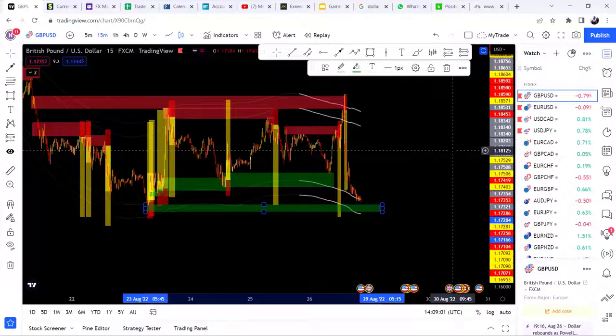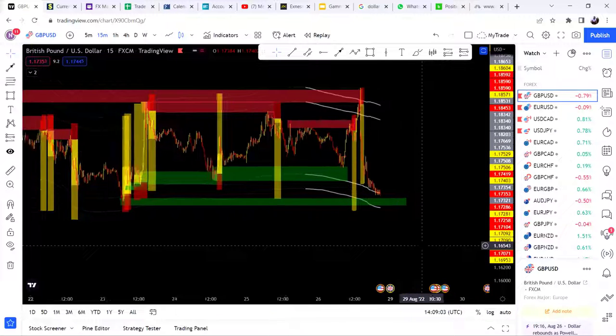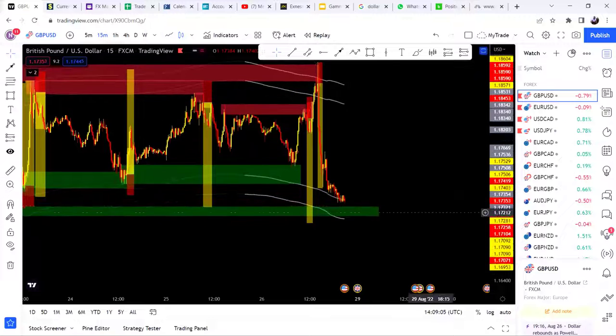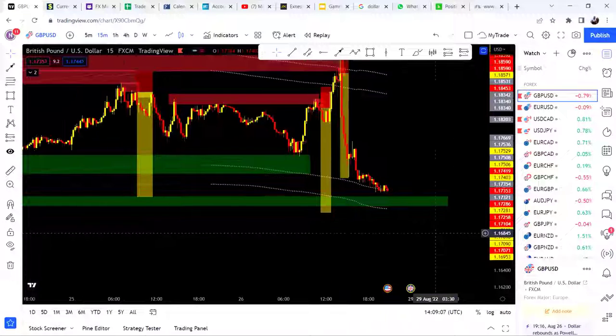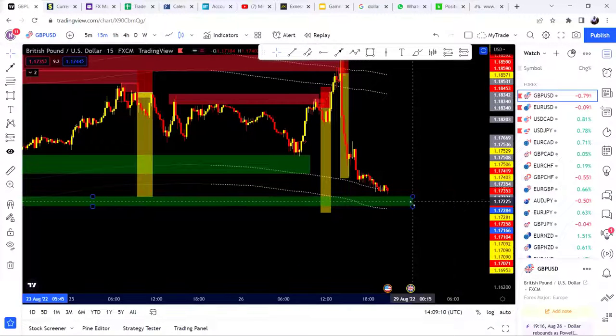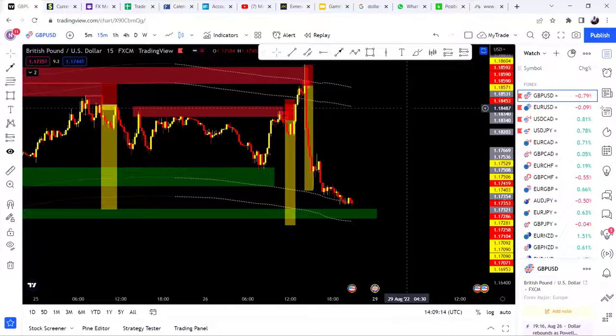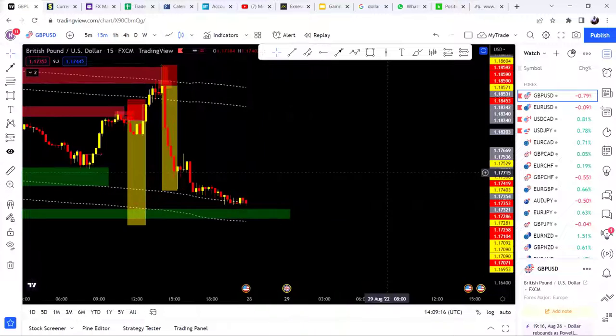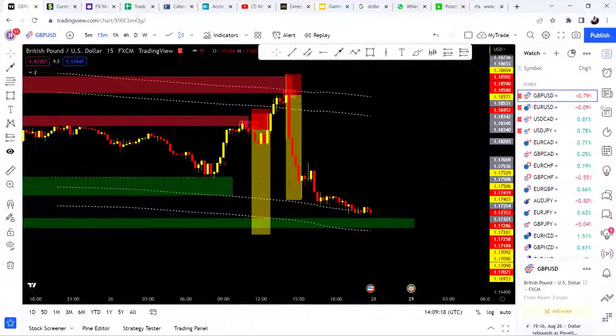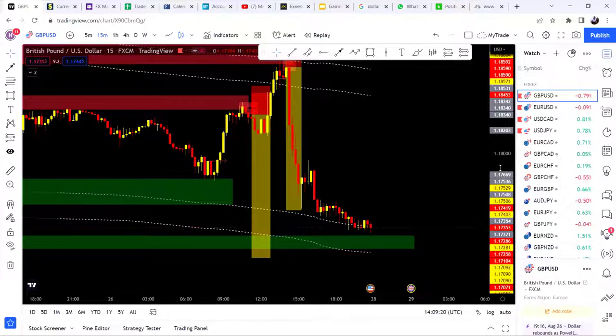But looking at the zone we are in currently, probably next week we are going to buy GBPUSD to a premium zone before, if the bears want to take over, we can continue the bearish direction.